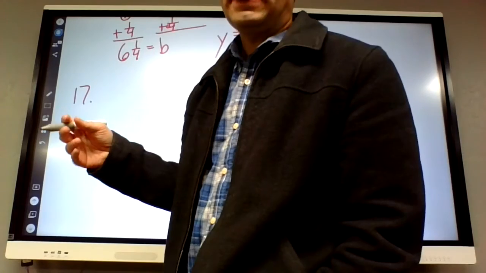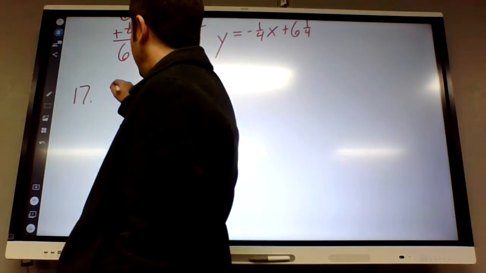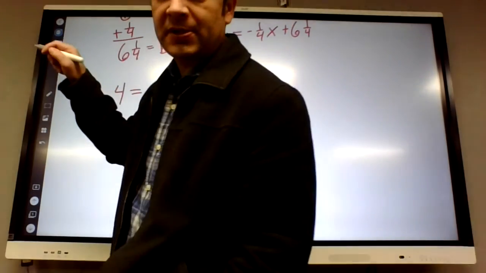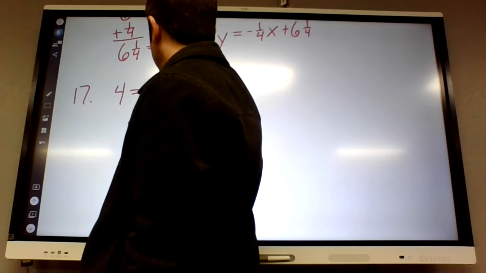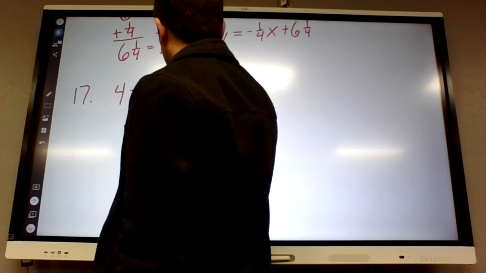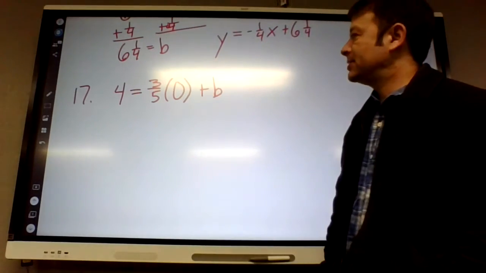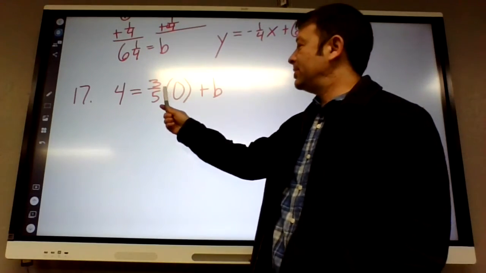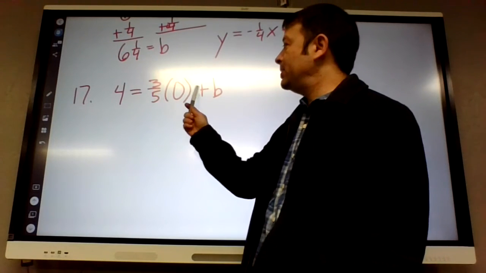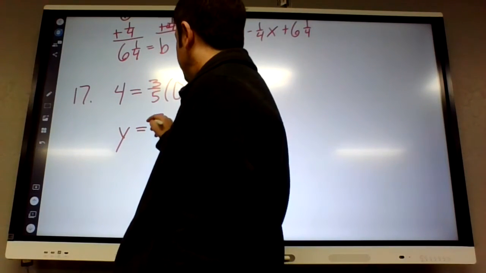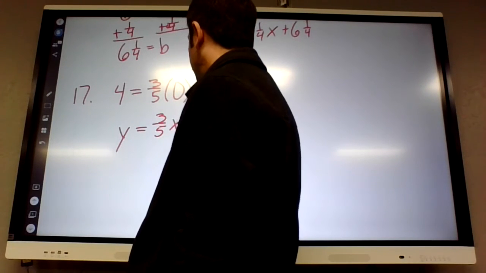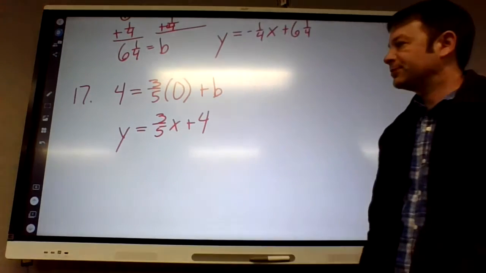So anyway, I'll plug them all in. So 4 is the y value. 3/5 is the slope. Do you want us to write this down? No, I'm not gonna make you. So when you do 0 times 3/5, it's 0. So b equals 4. So anyway, it's y equals 3/5 x plus 4.